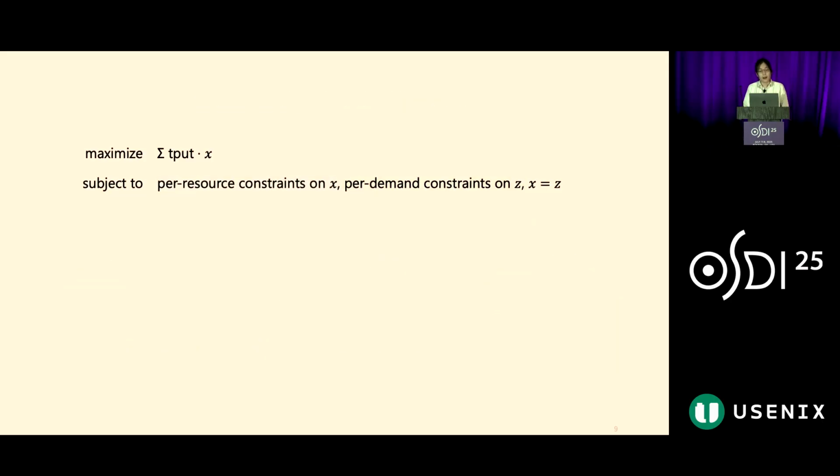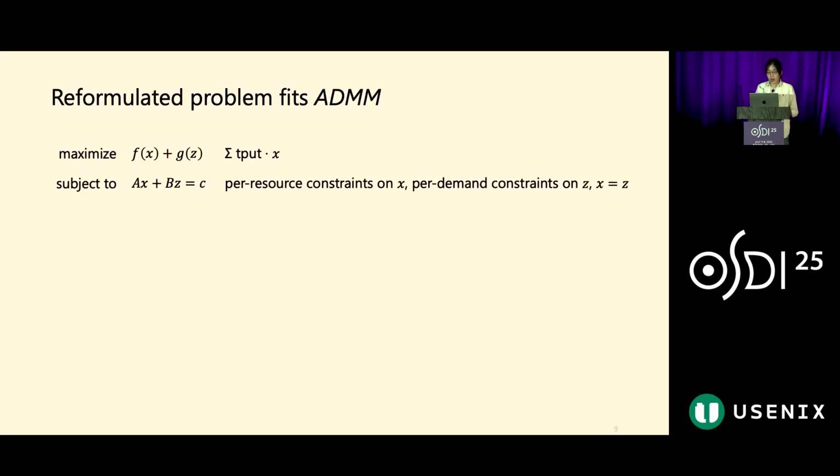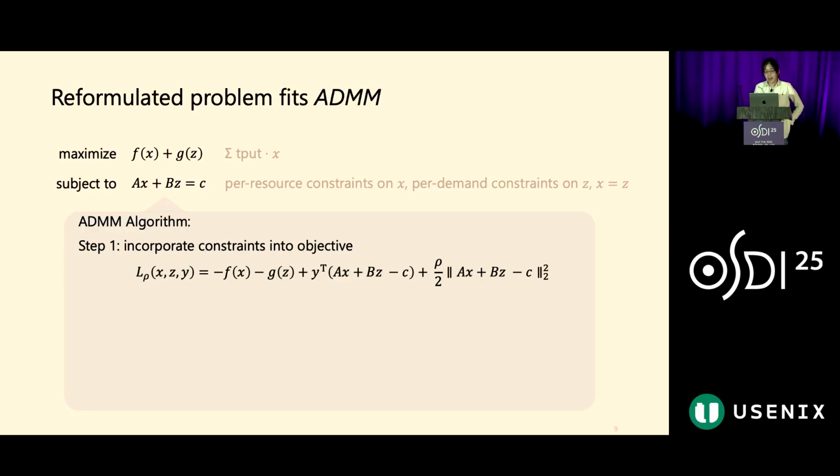With this setup of X and Z, the reformulated problem naturally fits the required form of ADMM as presented here. ADMM is short for alternating direction method of multipliers, which is a classical constrained optimization algorithm. In this example, the total throughput can be viewed as f(x) plus g(z), and the constraints are all linear constraints on x and z. The ADMM algorithm solves such problems in two steps.